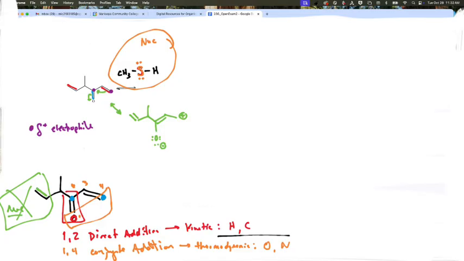When we say O is the thermodynamic, what is the O acting as in the 1,4 conjugate addition? What is the N acting as? What would the H be acting as? There it is. Okay? In all of those cases, what we're talking about is the strength of the nucleophile.